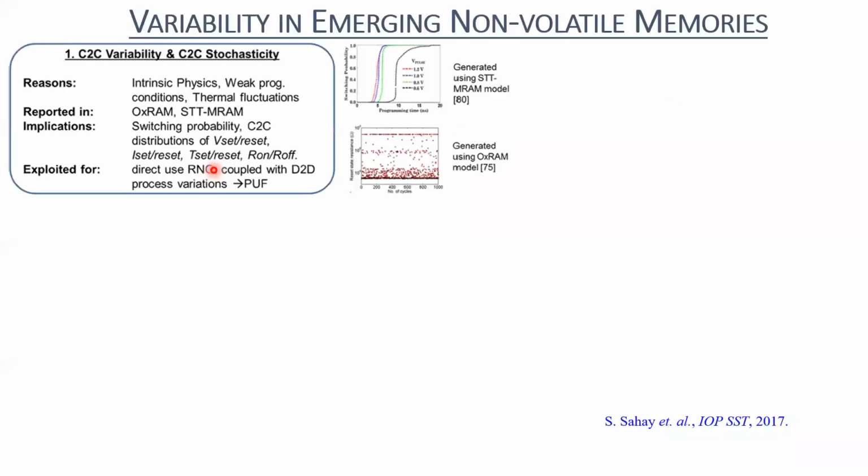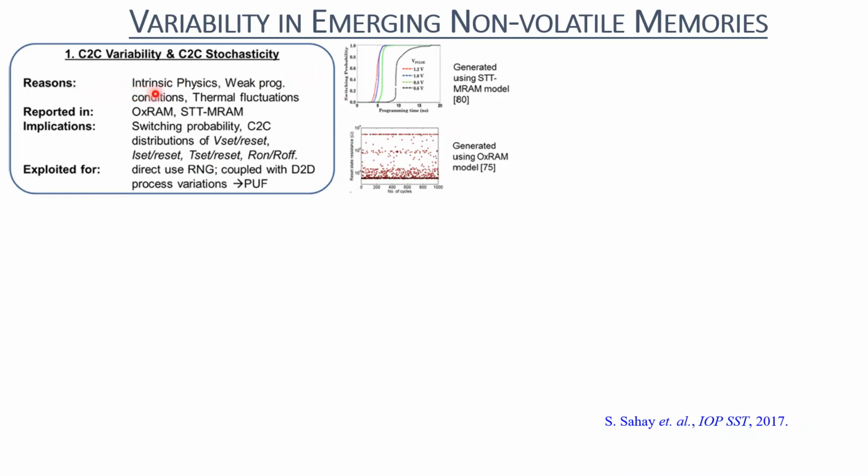So now with this, let us discuss the different sources of variability in emerging non-volatile memories, with a special focus on RRAMs and STT-MRAMs, and also discuss PCM and other devices here. So the first source of variability that I'll be talking about is the cycle-to-cycle variability, or cycle-to-cycle stochastic behavior. I had been referring to this as temporal variability in the lectures.